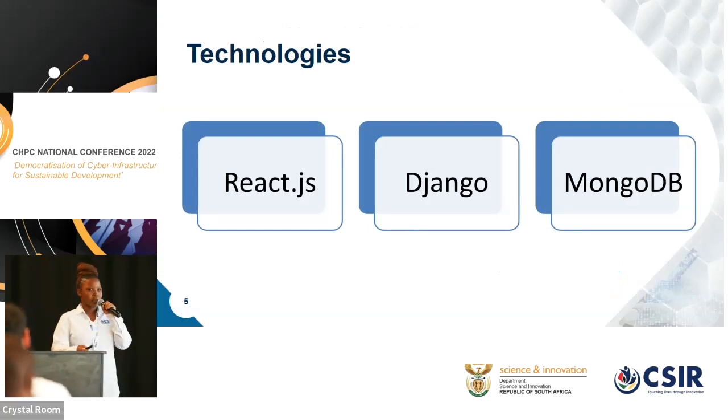The technologies that are used on CTIP are React.js, Django, and MongoDB. MongoDB is used for storing our data. Django is for the back end, and React.js is used for the front end.